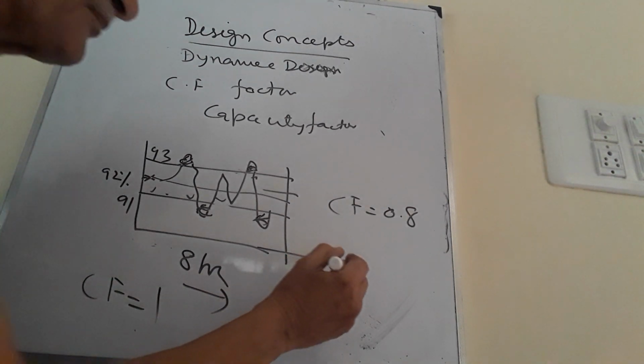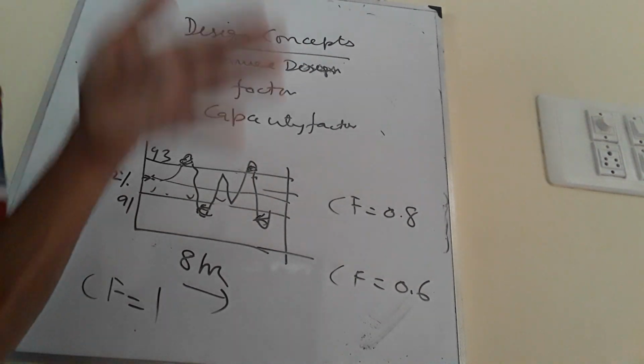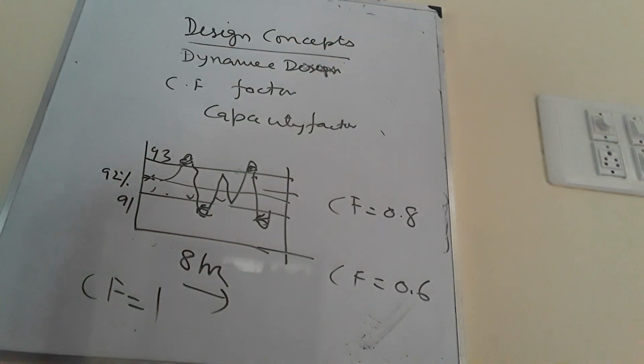Similarly, if you've got capacity factor 0.6, that means 60% of the time it is within the bandwidth, 40% outside. That means a lot of reprocessing cost or throwing away cost is there.